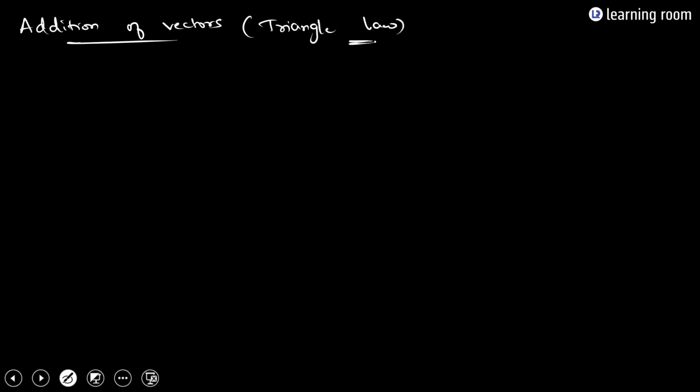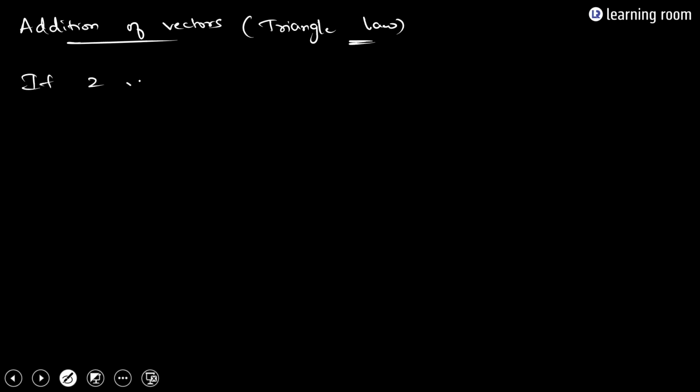The next concept is addition of vectors. Write down: when I say addition of vectors, according to mathematics, we are talking about the triangle law.